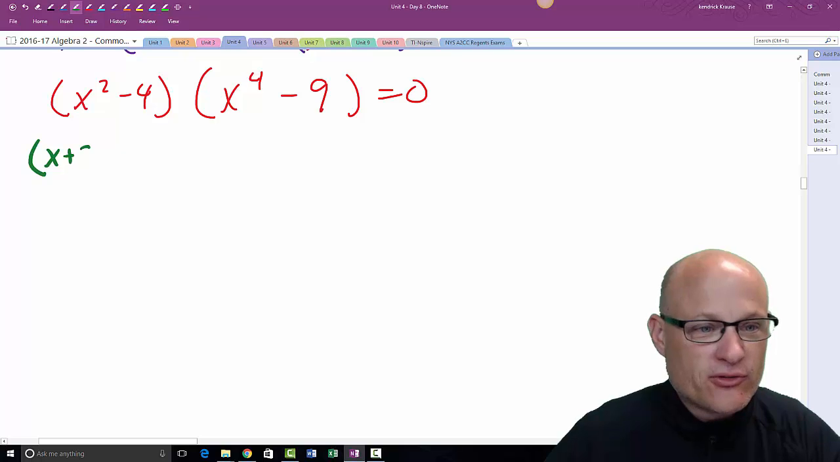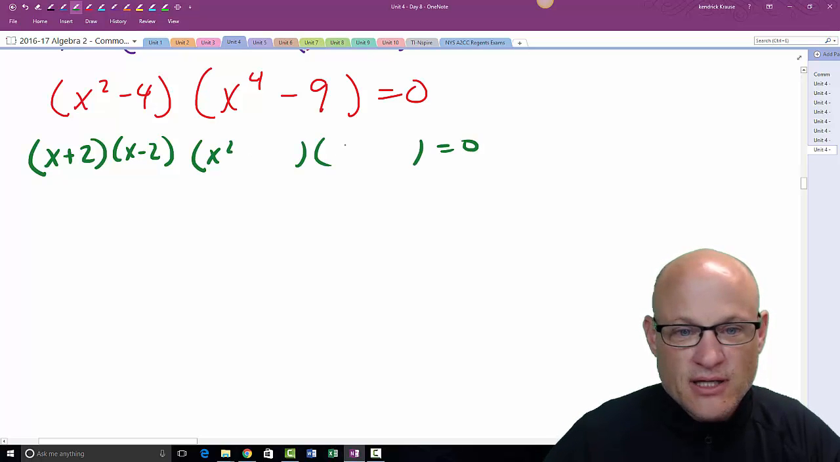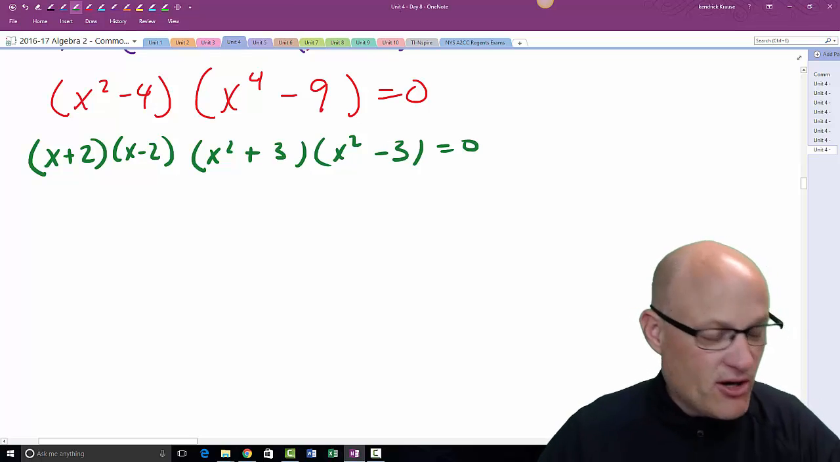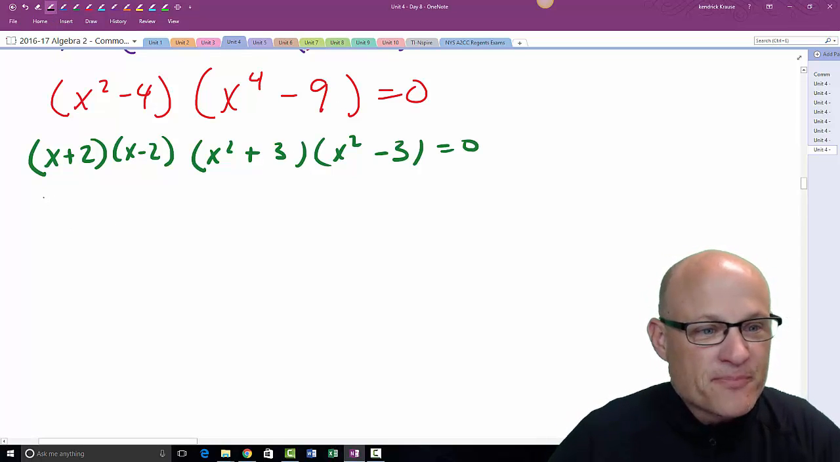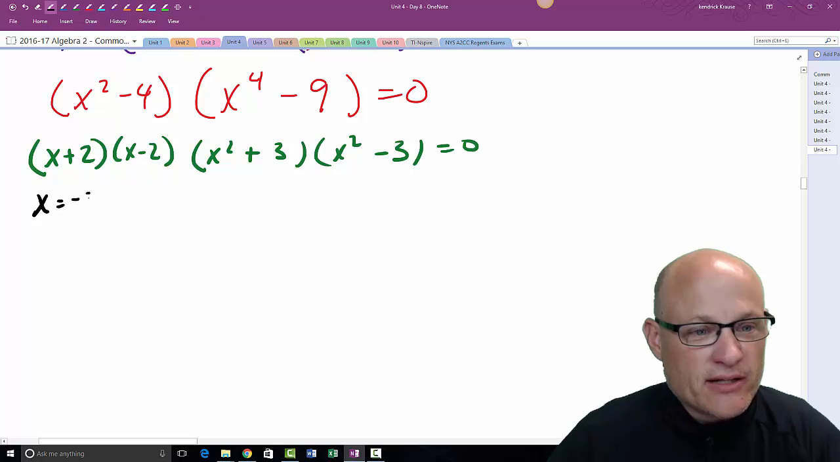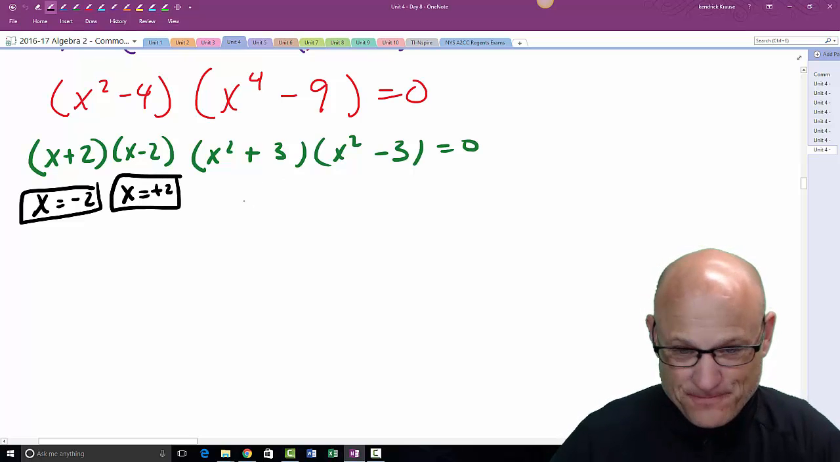X plus 2, x minus 2, x squared plus 3 and x squared minus 3. Oh my goodness, we're going to end up with all kinds of cool answers. All right. Let's start with this one. X equals negative 2. X equals positive 2. Now these two, I got some work to do.